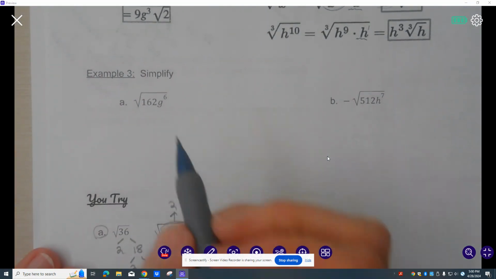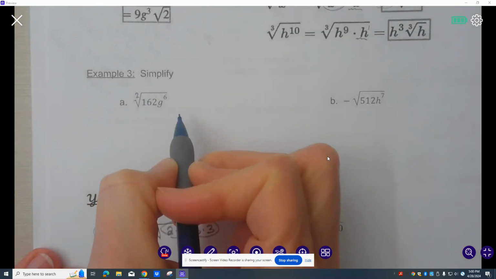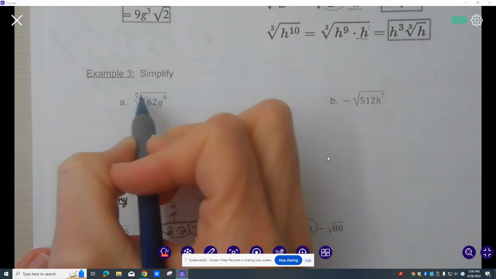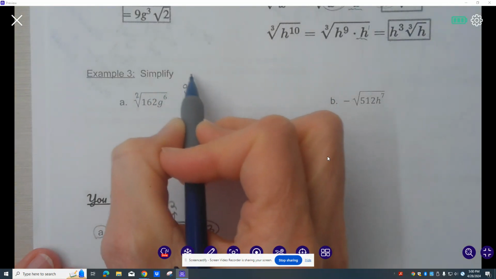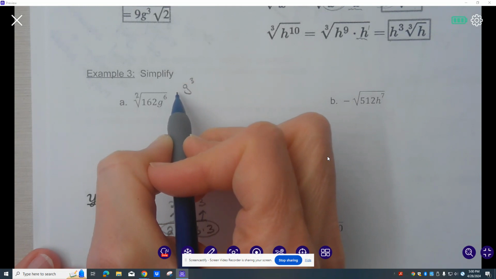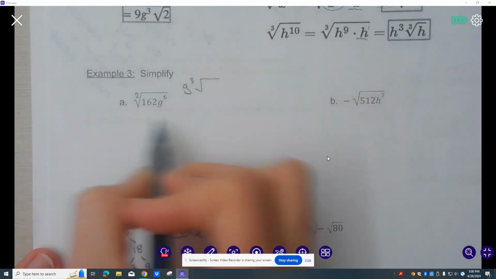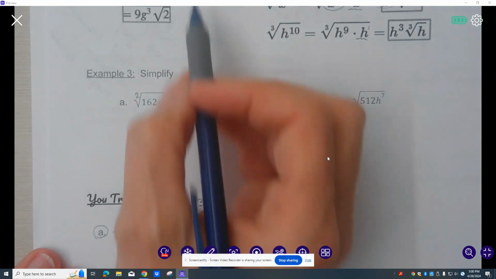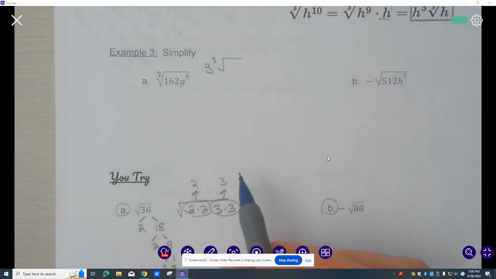The first shortcut method would be my index is 2, and 6 divided by 2 would be 3. So that would mean g to the third would be outside the jail. And then I'm going to do it the long way, and you'll see that that is what we get, g to the third.